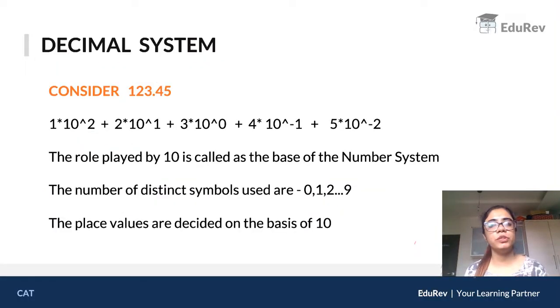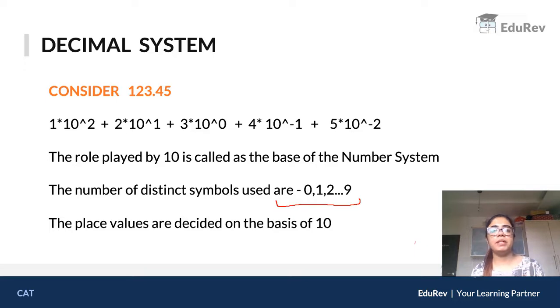Let's see one of the most commonly used systems across the world, which is the decimal system. As you might know, it is one of the most commonly accepted systems across the world. The decimal system comprises 10 symbols or 10 digits. It uses the symbols from 0 to 9. So we can identify only these 10 symbols in the decimal system.